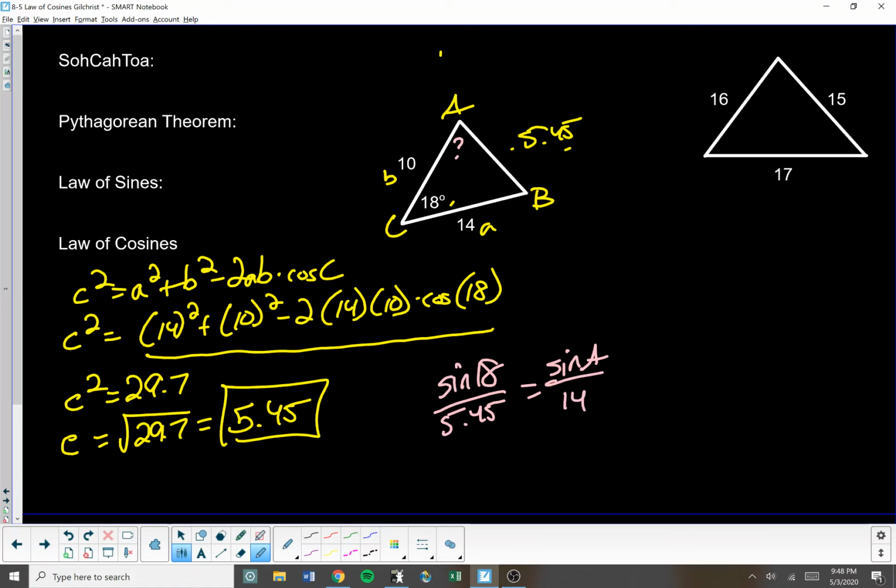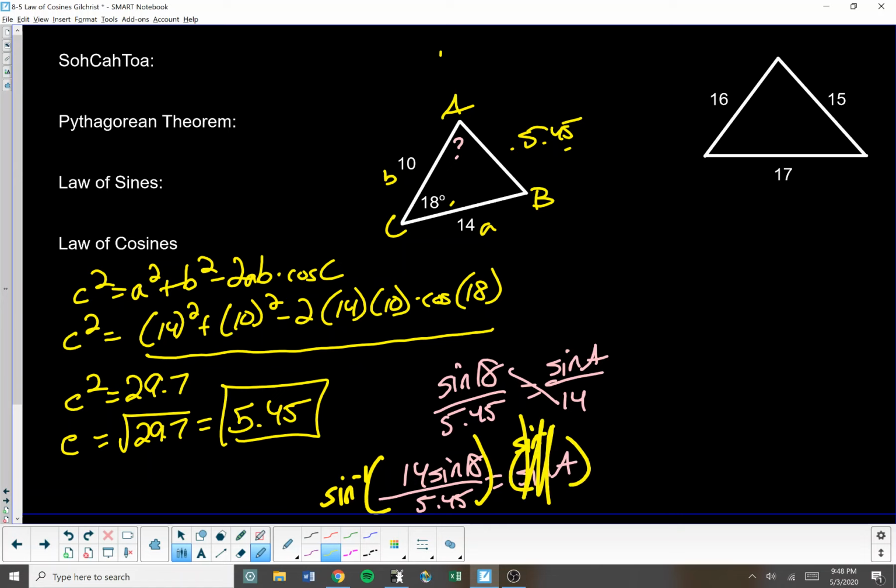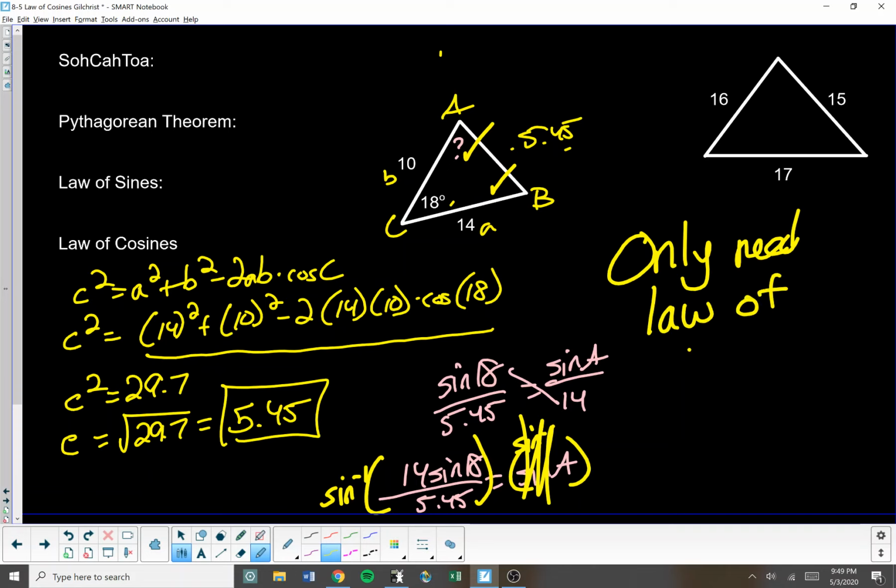I would then solve that for A by cross multiplying and dividing, so it'd be 14 times the sine of 18 divided by 5.45 equals the sine of A. So now do the inverse sine of all this. These cancel each other, and I would just calculate that to find this angle. Once I found that angle, finding this angle would be very easy because they'd all have to add up to 180. So you should only need the law of cosines one time. After that, you should be doing the law of sines.